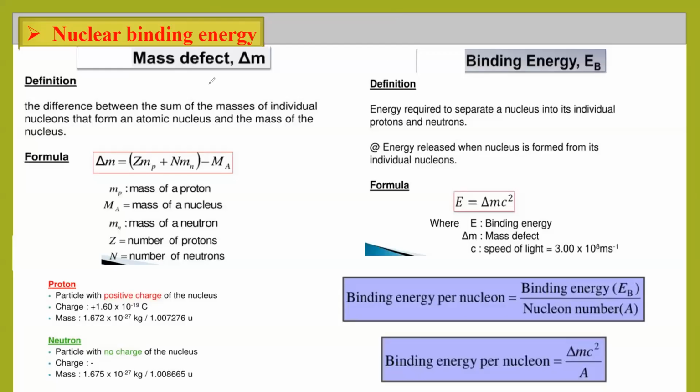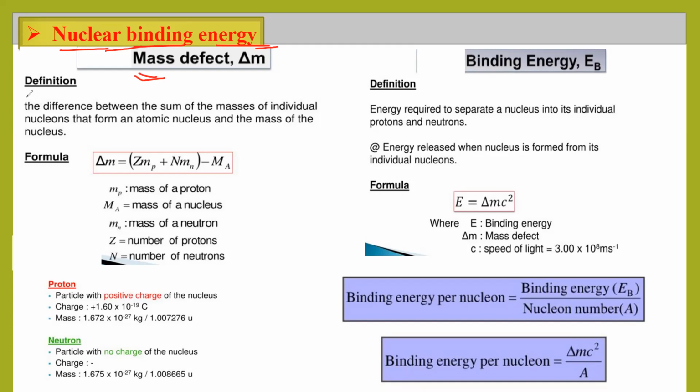Now come to the nuclear binding energy. This is a very important topic, and many times in examinations questions based on this are asked. So we have to understand what nuclear binding energy is. For this, first we have to understand what mass defect is, because mass defect plays a very important role in calculating nuclear binding energy.